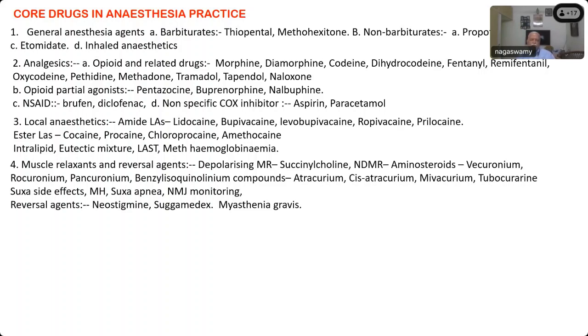So there are two steps in the breakdown of succinylcholine that you should know, and you should know all the side effects of succinylcholine. Why do people nowadays not prefer to use succinylcholine? What is the only indication for its usage? Rapid sequence induction. Excellent.